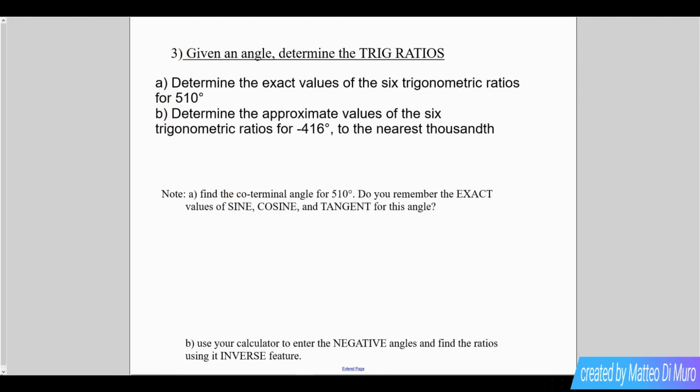So the last question type that we're going to look at for today is that basically I give you the angle and I ask you to determine the trig ratios. Okay, so in a question like this, for part A, for example, it says determine the exact values of the 6 trigonometric ratios for 510 degrees.